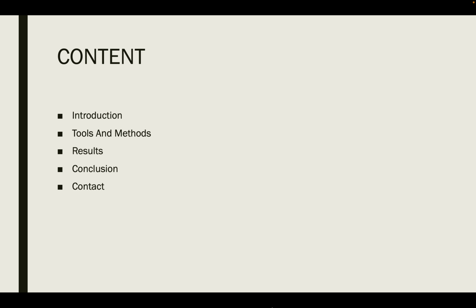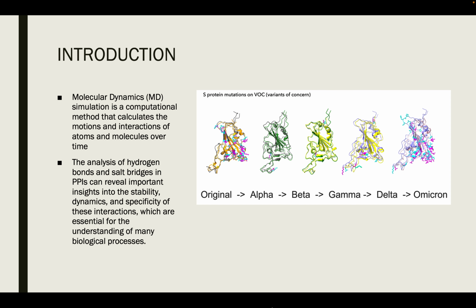These are the different sections that we will be discussing today. Coming to the introduction, this section provides an introduction to two key concepts that underline our research, which are molecular dynamic simulation and analysis of hydrogen bonds and salt bridges. Molecular dynamic simulation is a powerful computational tool that enables the study of atomic level interactions between biological molecules such as proteins, which provides insights into their structures and dynamics. The analysis of hydrogen bonds and salt bridges provides critical information about stability, dynamics, and specificity of these interactions, which is really essential for understanding various biological processes.